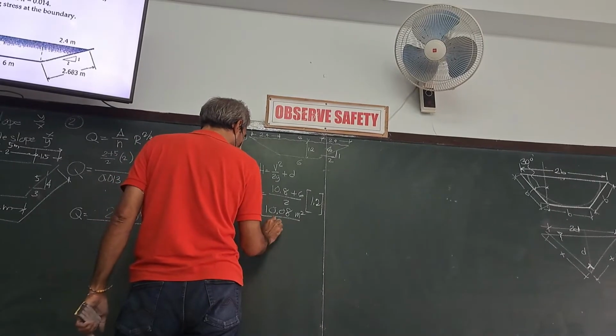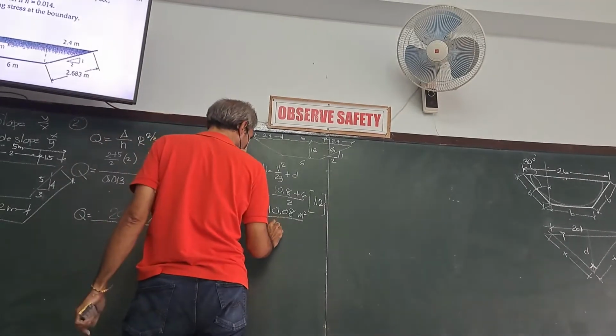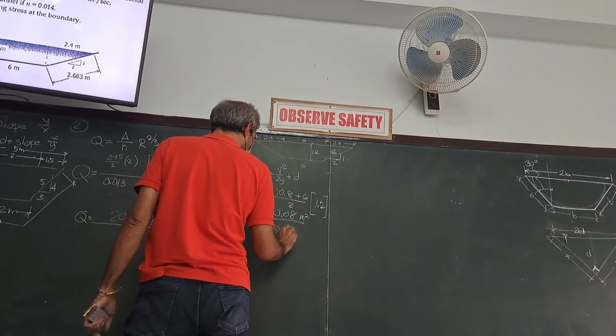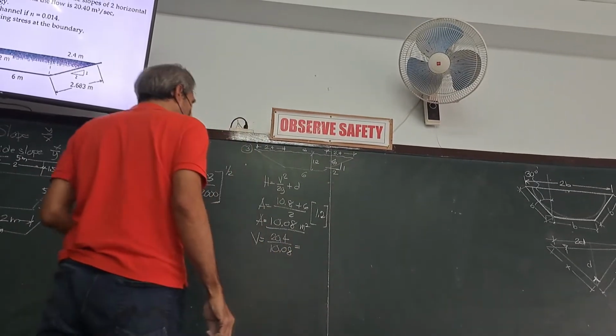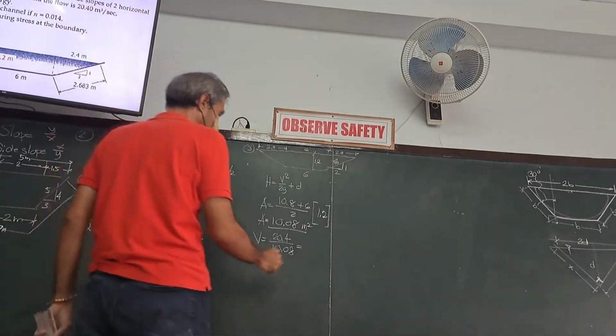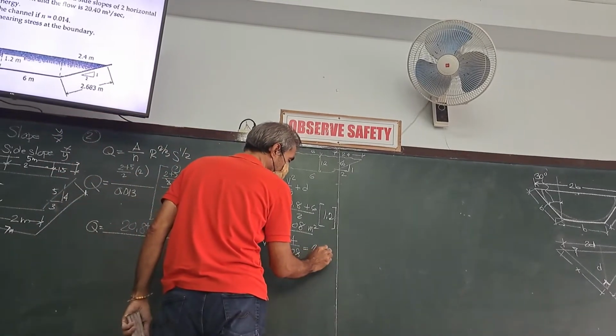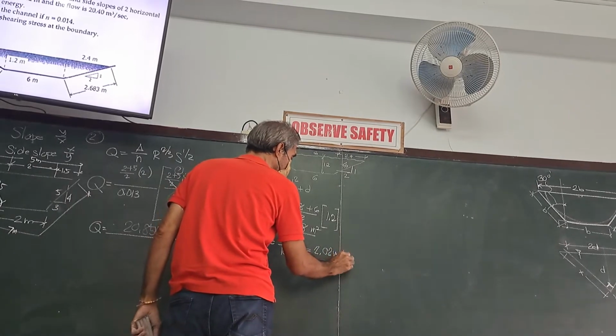10.08 square meters. So velocity is equal to Q, which is 20.4 divided by 10.08. That gives 2.02 meters per second.